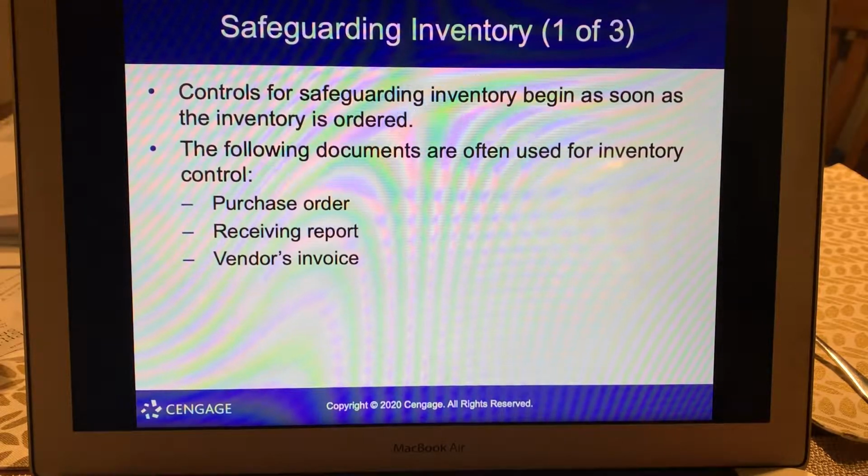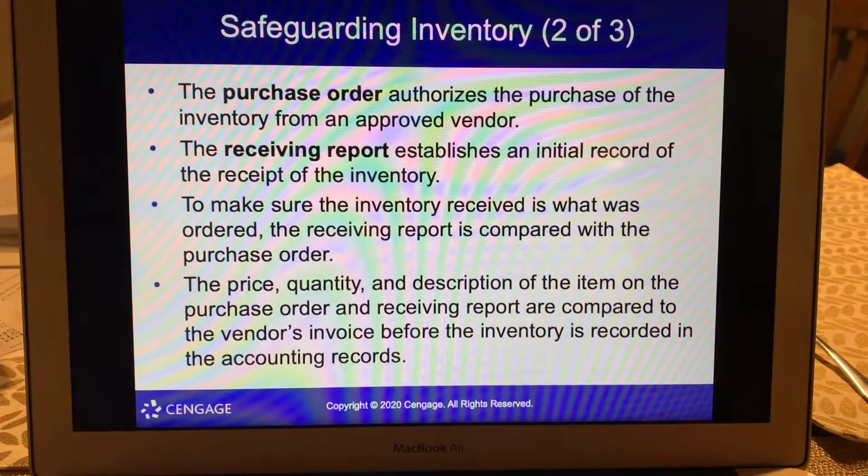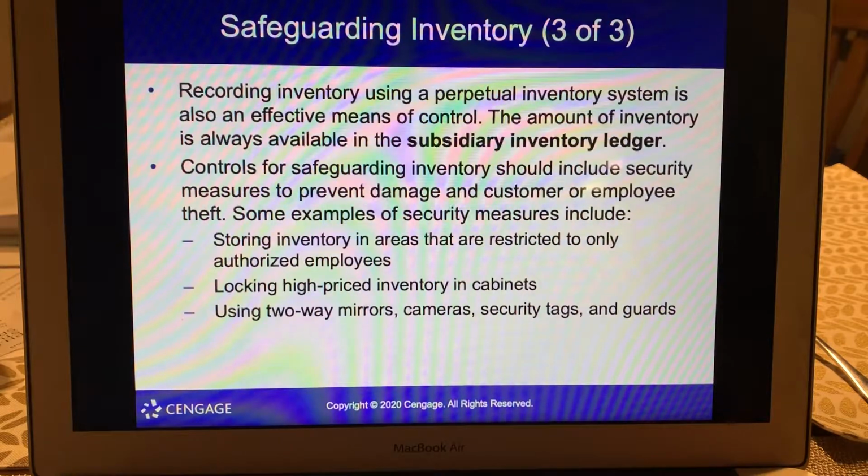Controls for safeguarding inventory begin as soon as the inventory is ordered. The following documents are often used for inventory control: purchase order, receiving report, and vendor's invoice. The purchase order authorizes the purchase of the inventory from an approved vendor. The receiving report establishes an initial record of the receipt of the inventory. To make sure the inventory received is what was ordered, the receiving report is compared with the purchase order. The price, quantity, and description of the item on the purchase order and receiving report are compared to the vendor's invoice before the inventory is recorded in the accounting records.